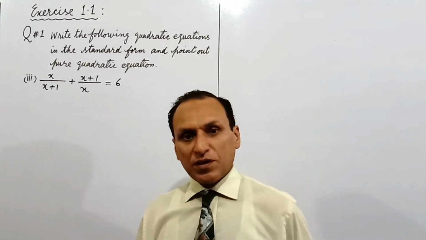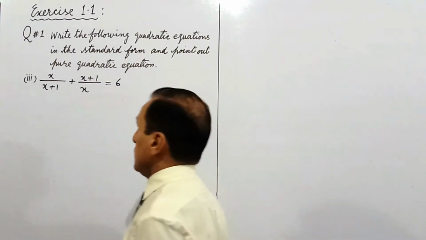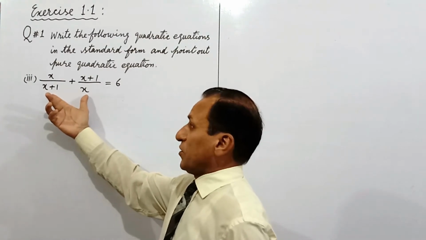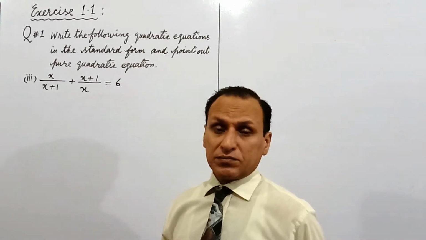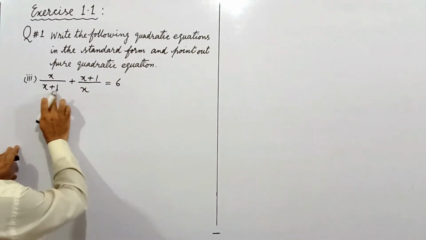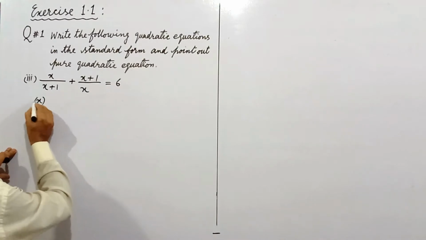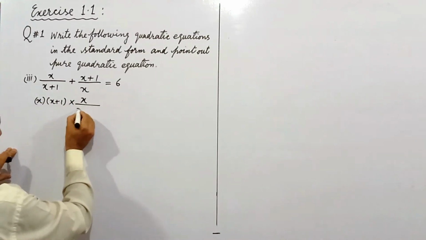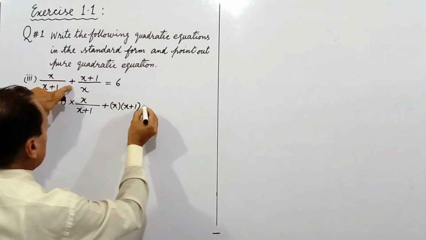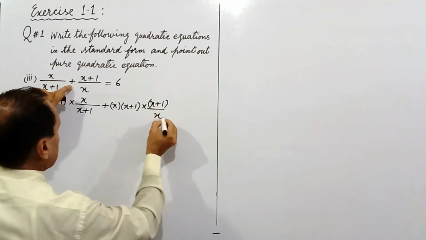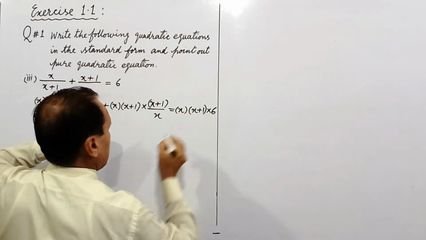Let's do part 3, to point out whether the given equation is a standard form of quadratic equation or a pure quadratic equation, in which we have rational expressions on the left hand side. So again we use the same method. We take LCM of the denominators and multiply by each term. X plus 1 and x are uncommon factors, so therefore we multiply their product to each term. X into x plus 1 is multiplied to x over x plus 1. Second term, plus x into x plus 1 is multiplied to x plus 1 divided by x, equal to x into x plus 1 is multiplied to 6.